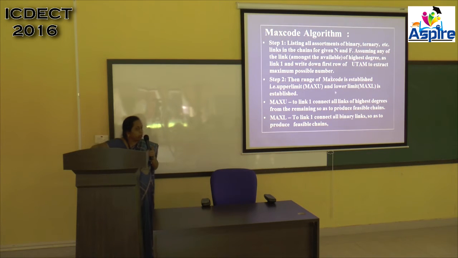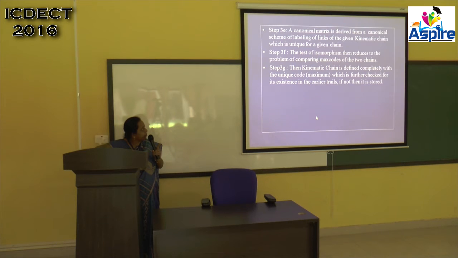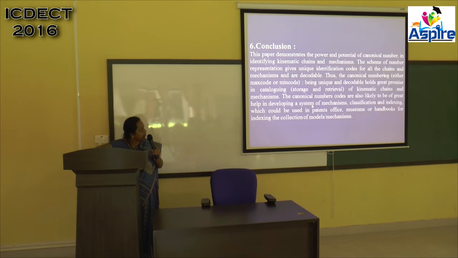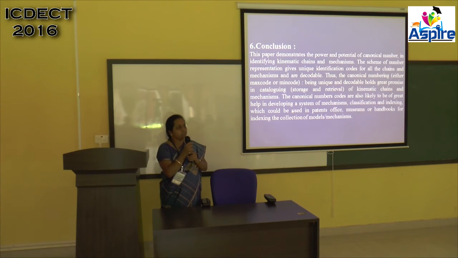I will not be going in depth on step 1, step 2, because how it has to be constructed I explained when I was explaining the max code definition. The same thing has been written in the algorithm now. So here you have a number of trials. In conclusion, you can have a number of kinematic chains generated for a given system of number of links, number of ternary links and number of quaternary links, whatever is required.